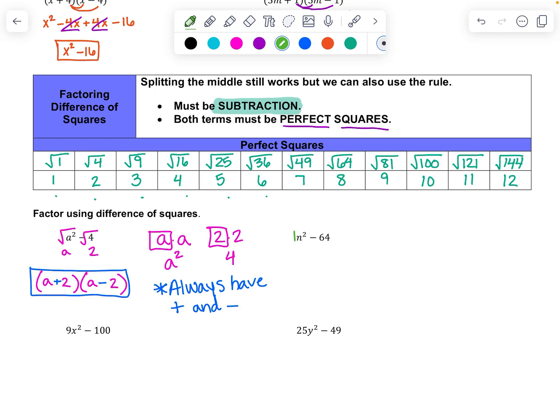I have 1n squared minus 64. 1 is a perfect square, okay, over here. 64 is a perfect square over here. So I know that I can use a difference of squares, and I'm going to take the square root of each term. The square root of n squared would just be n. Square root of 64 is 8. I set up my two factors. I put n and 8, n and 8, and we just need to remember to have 1 plus and 1 minus, and we have it factored.